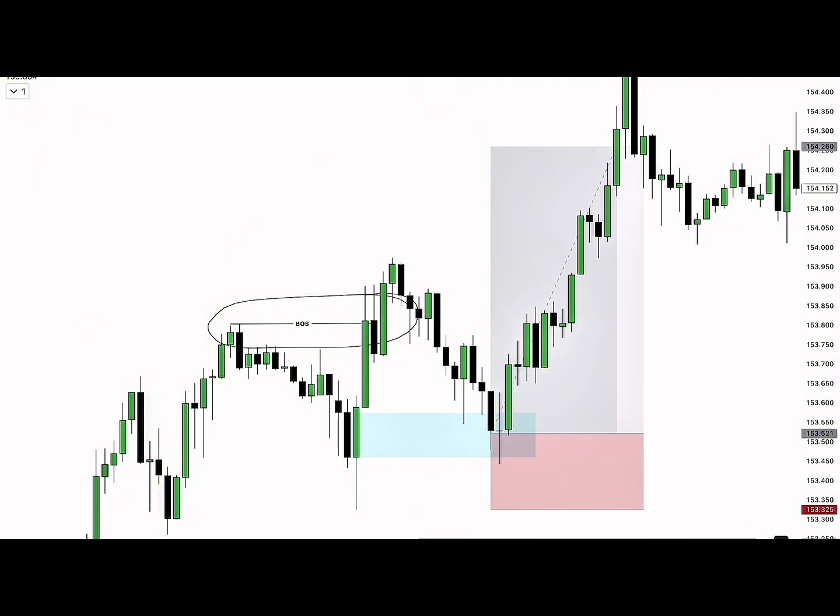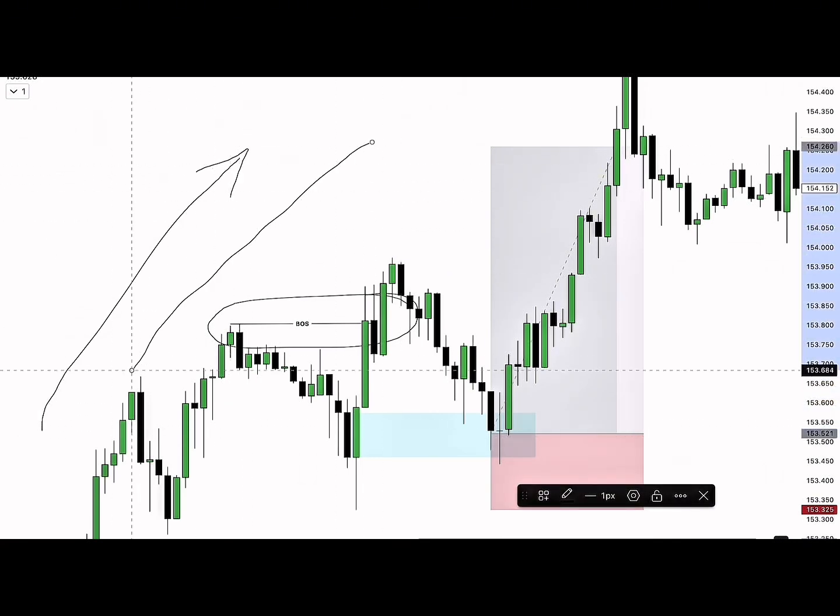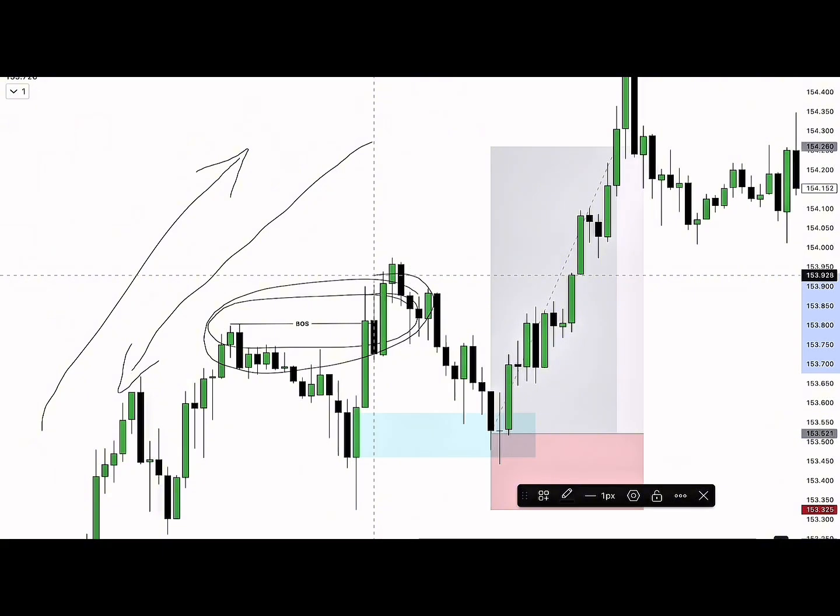First thing first, you look out for the trend of the market. So after looking out for the trend of the market, it could be uptrend, it could be a downtrend. You look out for your break of structures, after which you look out for whether it is an order block or a fair value gap that you'll be using for your entry.